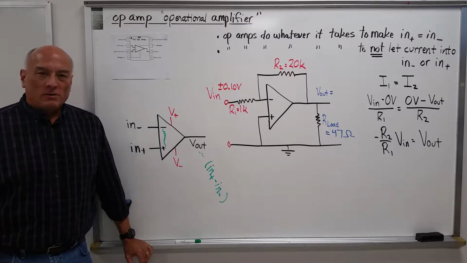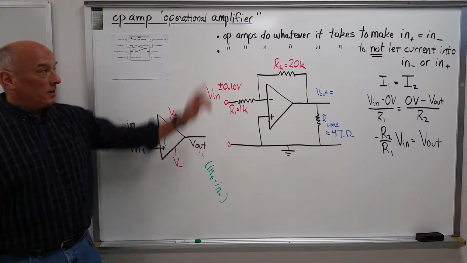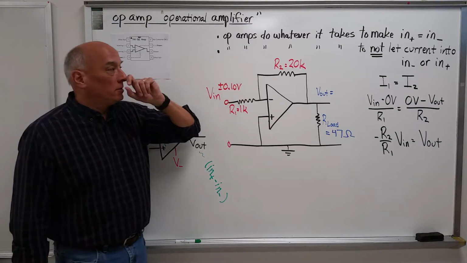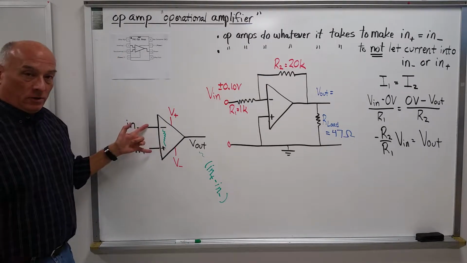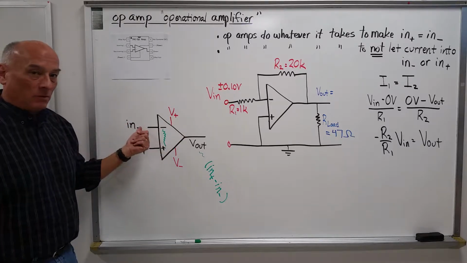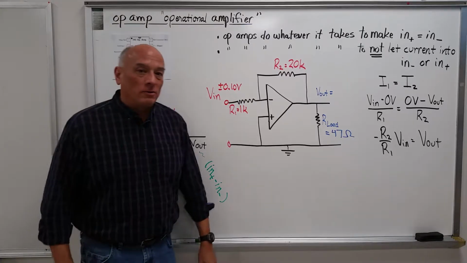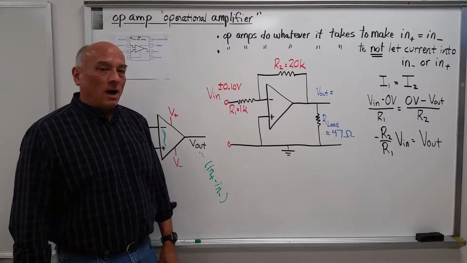In the voltage follower circuit, I took a look at the first of the two equivalent definitions of what an op-amp does. The one that said an op-amp will do whatever it takes with the output voltage in order to make the voltage at these two inputs the same value, and you hook the output voltage back up to one of the input voltages. Now, that led to the voltage follower circuit.